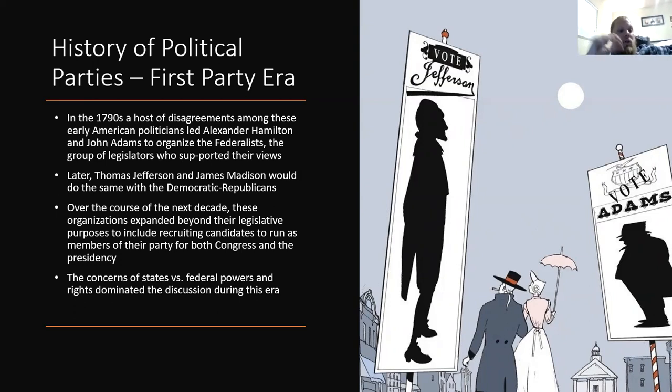So over the course of the next decade, into the 1800s, these organizations expanded beyond their legislative purposes, to include recruiting candidates to run as members of their party for both Congress and the presidency. So remember, well, I suppose if you don't know, I shall teach you. But if you did know, George Washington is the only nonpartisan president in American history. He's the only president who was not a part of a political party.